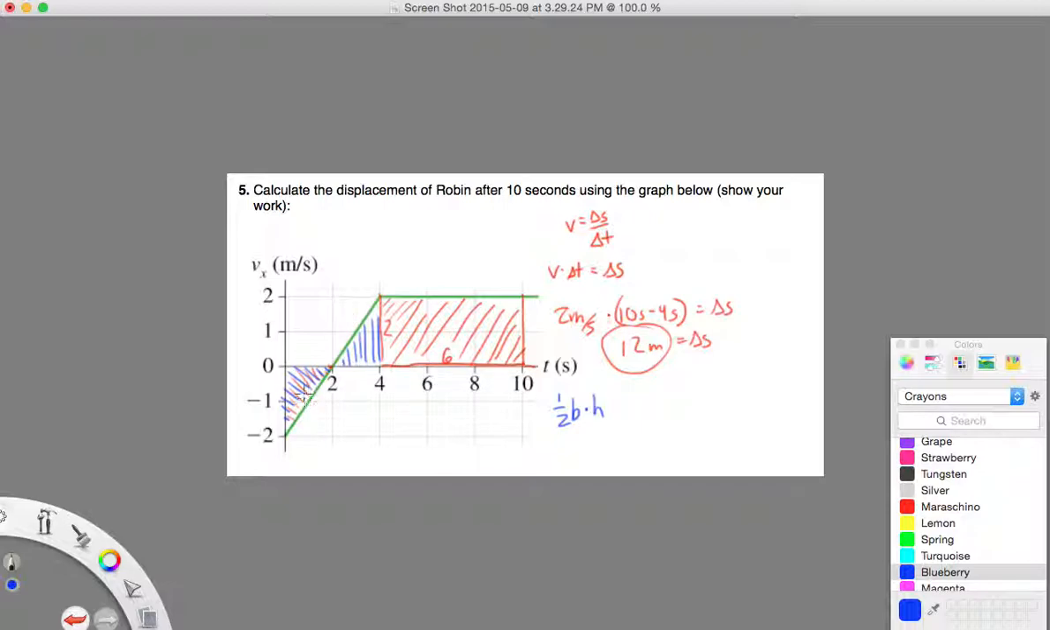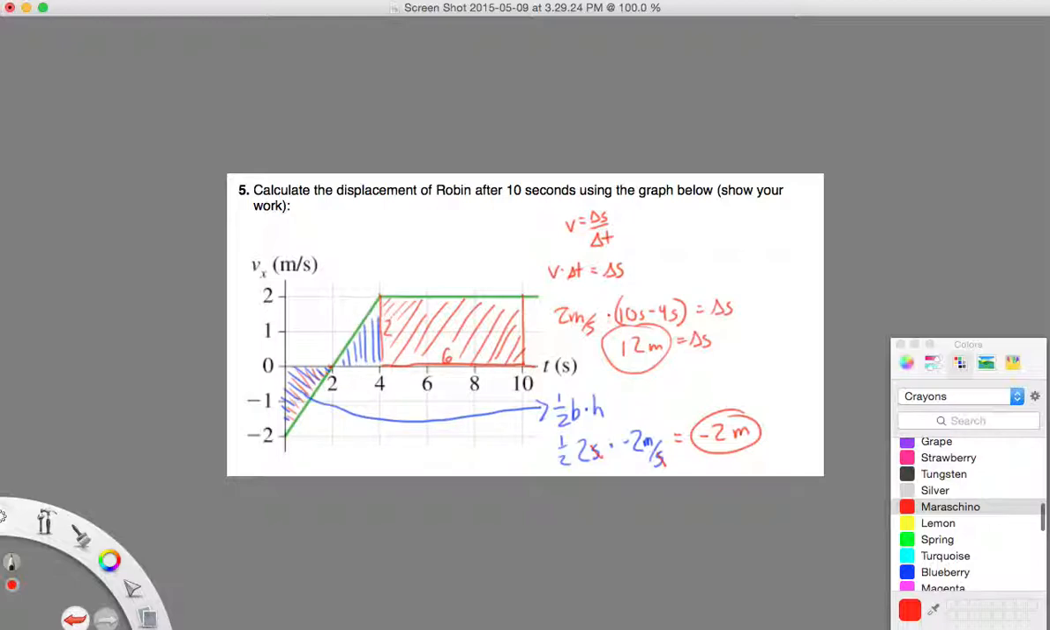Let's find this area right here. So 1/2 base, the base is going to be 2 seconds, and the height is going to be -2 meters per second. Look at our units. These seconds are going to cancel out. And this is going to simplify. This is going to be 1/2 times 2 is 1 times -2, and this is going to be -2 meters. So that's what the area of this little triangle is over here.